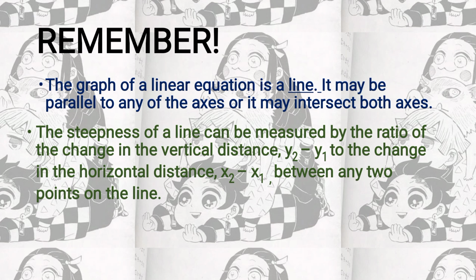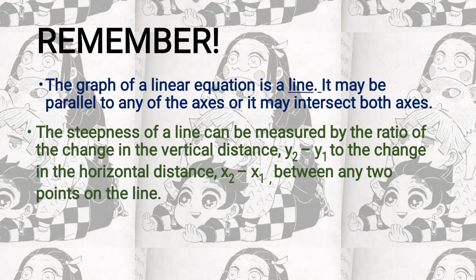Always remember that the graph of a linear equation is a line. It may be parallel to any of the axes or it may intersect both axes. The steepness of a line can be measured by the ratio of the change in the vertical distance, y sub 2 minus y sub 1, to the change in the horizontal distance, x sub 2 minus x sub 1, between any 2 points on the line.